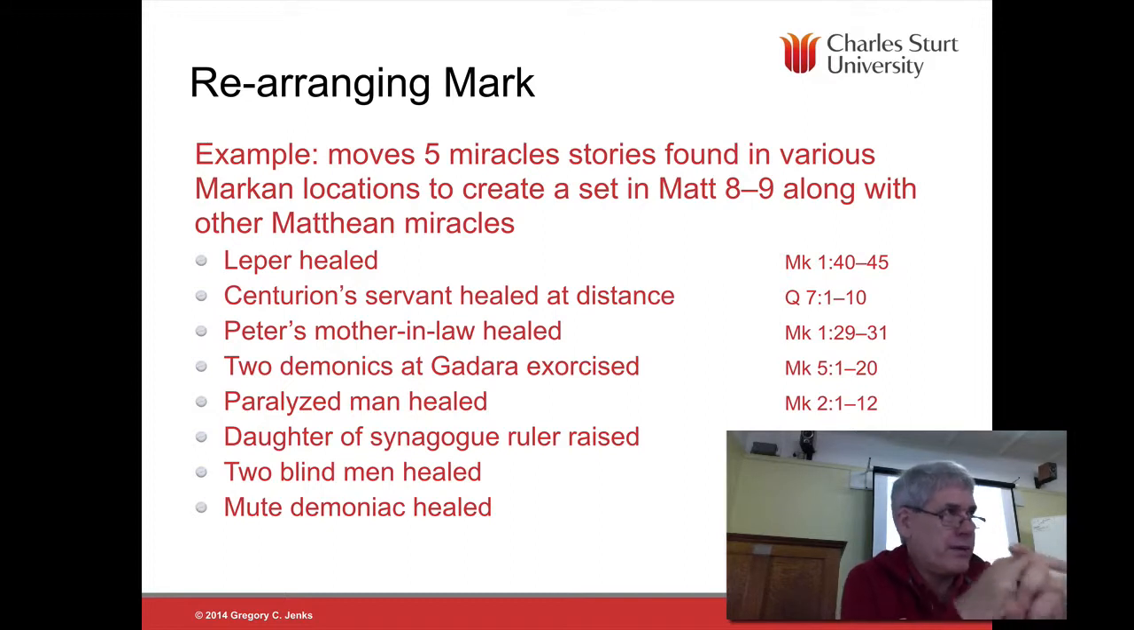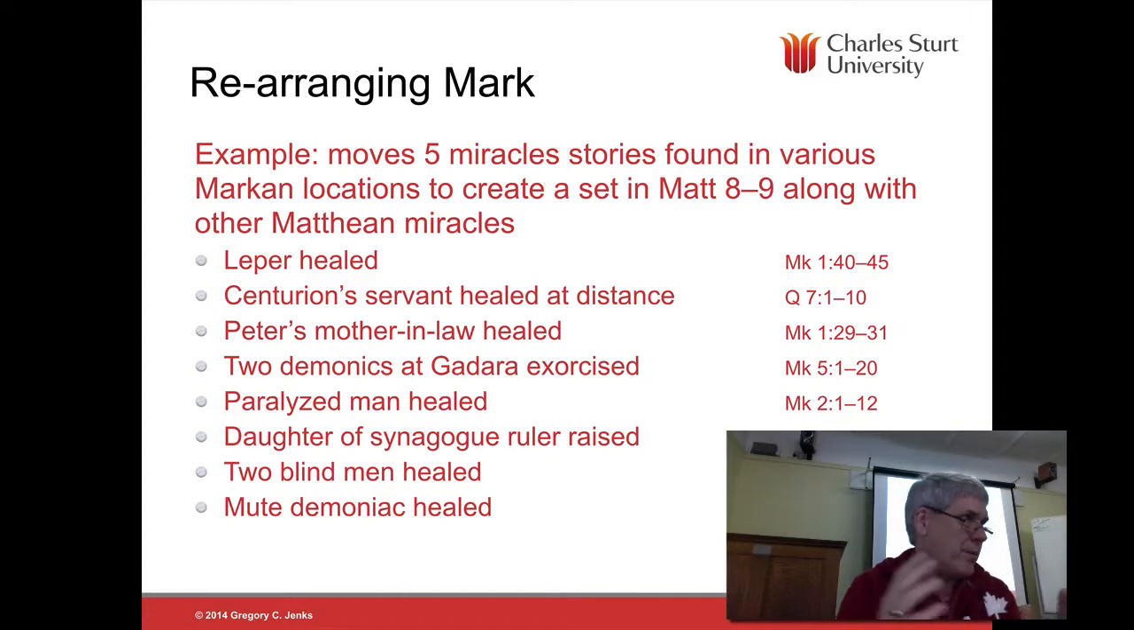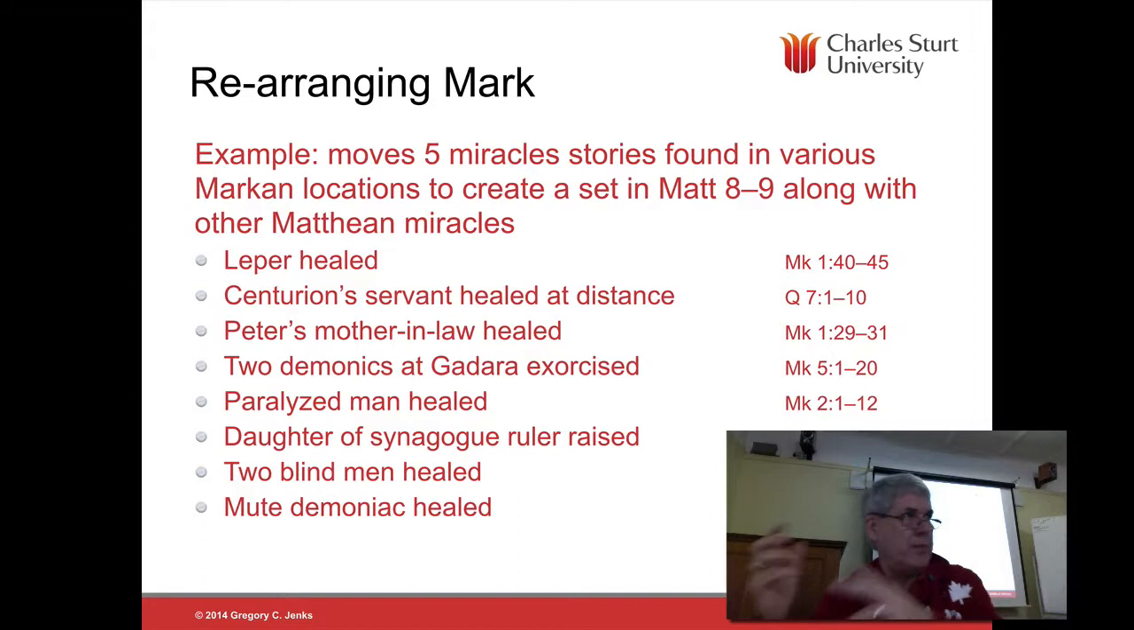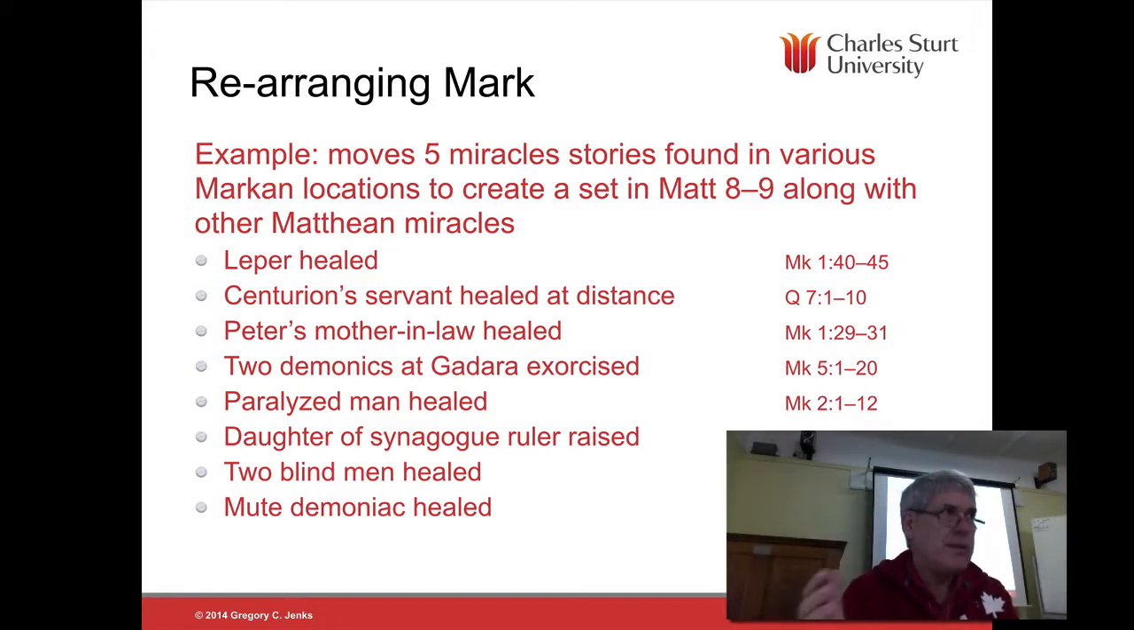So when we take Q7, it'll be material that occurs in Matthew 8 and in Luke 7, but we use the Lukan chapter and verse numbering to describe the Q. Otherwise, you've got to keep saying Matthew such-and-such parallel Luke such-and-such, so we just say Q7, Q11, well, that means Luke 11, and whatever passage in Matthew is the parallel to it.